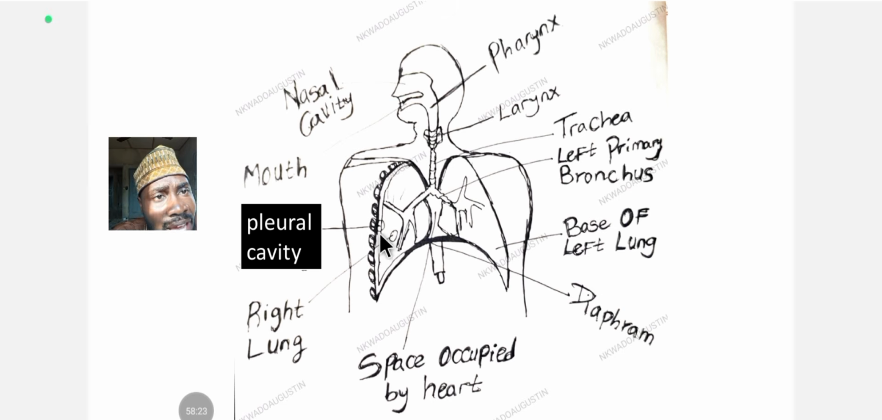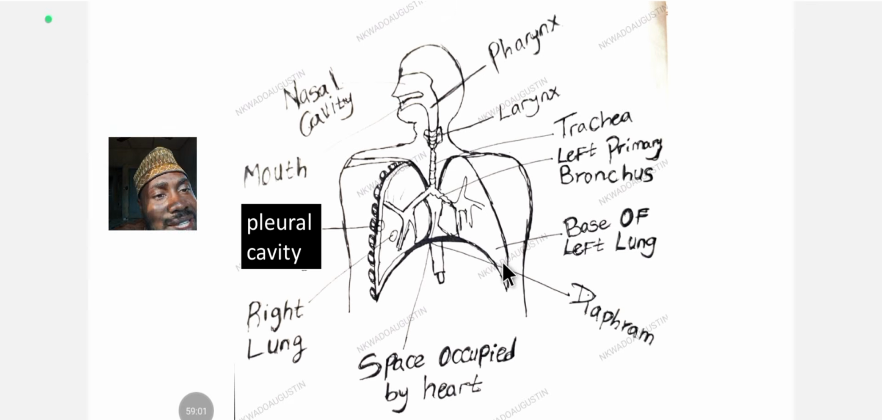Here, in between the lungs and the rib, you have a cavity called the pleural cavity. Inside that cavity, you have a fluid called the pleural fluid. What is the function of this fluid? This fluid helps to reduce friction between the wall of the chest and the lungs. When the lungs are filling up, it reduces that friction to prevent wear and tear of the lungs or the tissue surrounding the lungs.